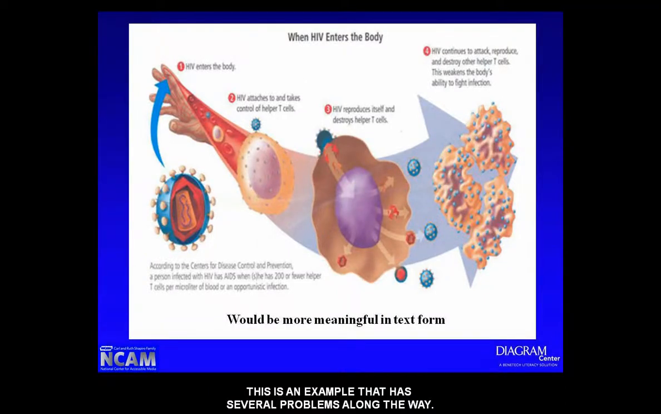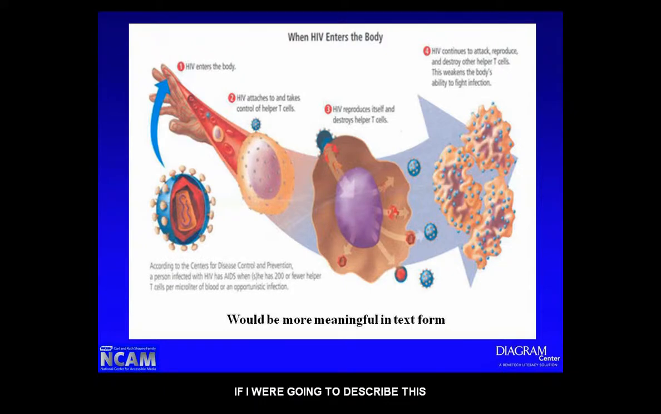This is an example that has several problems along the way. Number one, the text is there already. If you'll see the little numbered 1, 2, 3, 4 with little red circled numbers, that text is already there that explains exactly what happens when HIV enters the body. And so the image itself has no additional information. It has symbols that most Braille readers are not going to recognize.